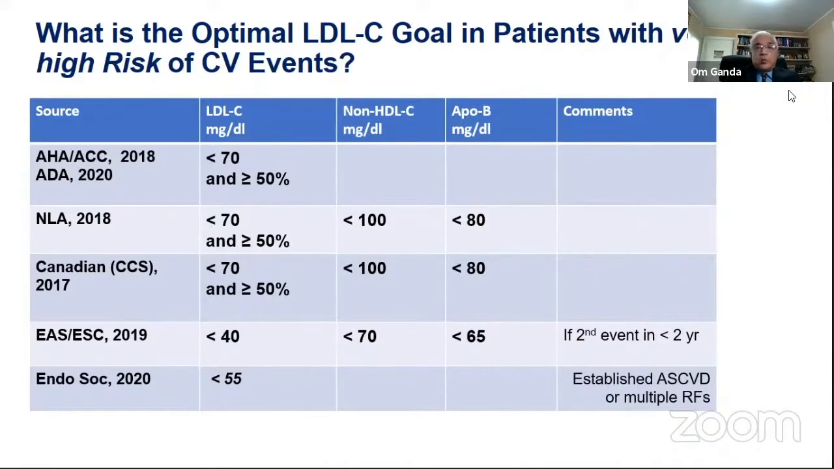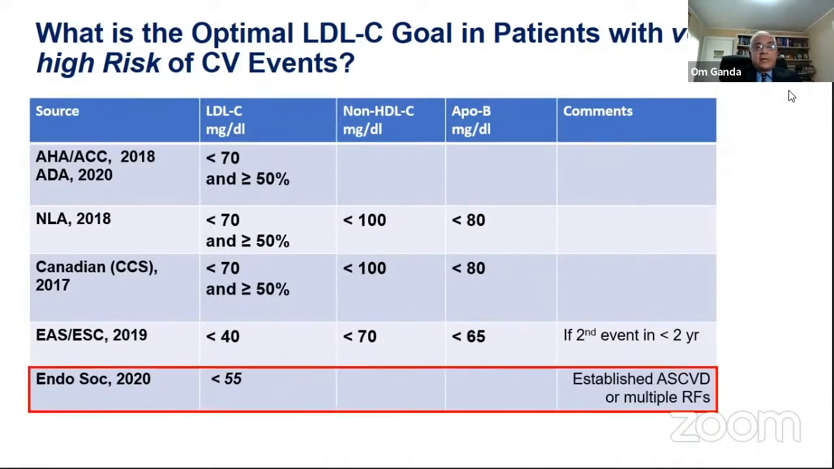And right away, I just want to point out that the Endocrine Society just last year came up with their latest guideline, distinguishing from the AHA, ACC, ADA guidelines, which say LDL should be less than 70. But you know, these guidelines are already 3 years old from the AHA, and they didn't have all the studies that we have now. And NLA said the same thing. Canadian guidelines said the same thing, although they just revised it in 2021. So the Endocrine Society says less than 55 should be the goal in people who have very high risk.